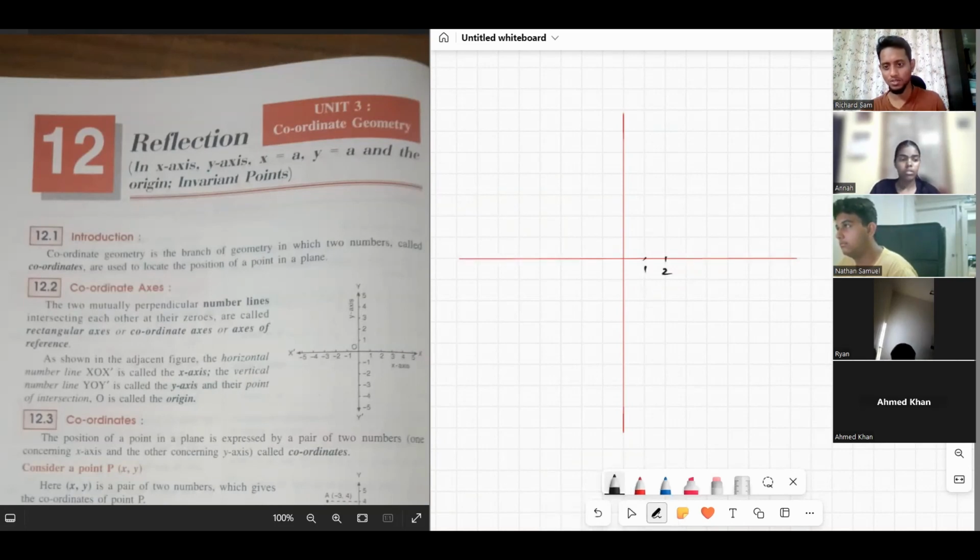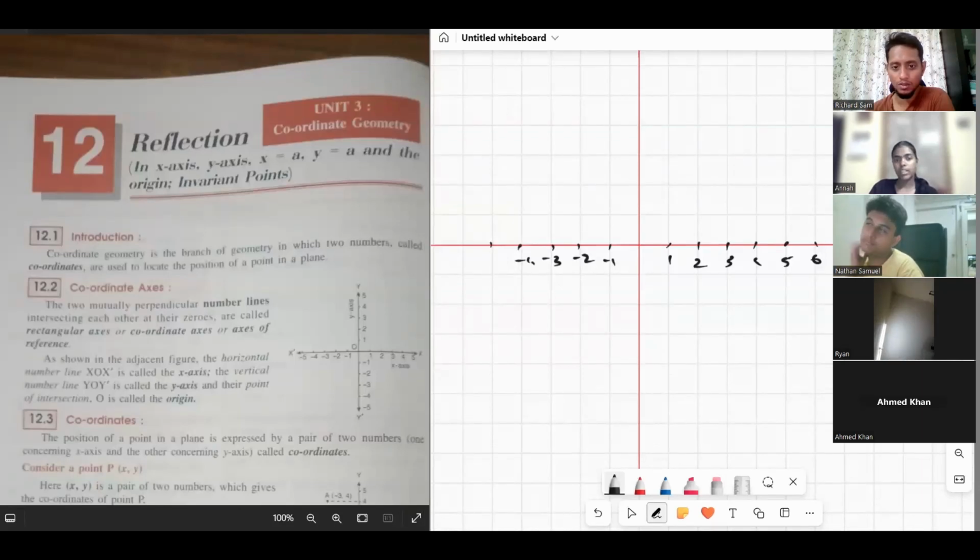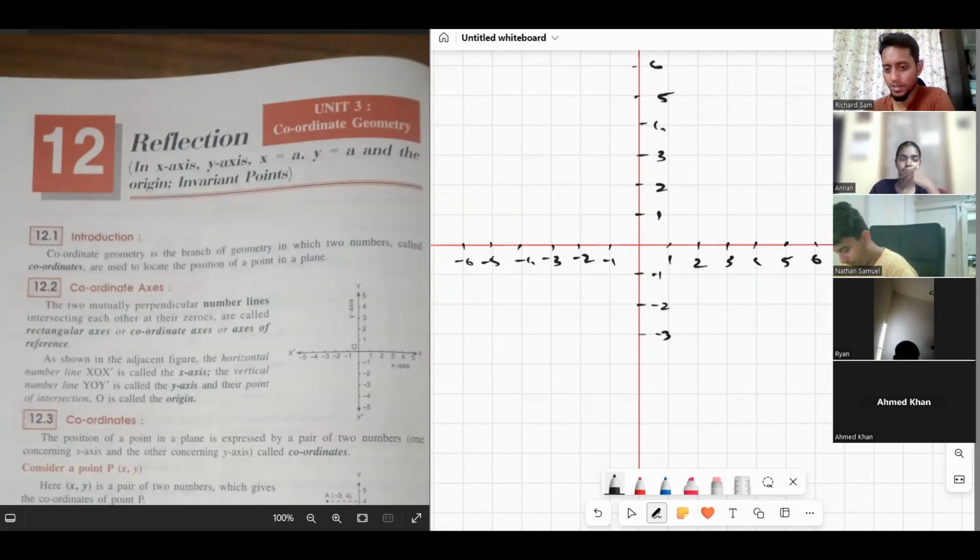This will be 1, 2, 3, 4, 5, 6. This is the positive side of the x-axis. Then on the left side you'll have -1, -2. And then on top, this is the y-axis. So 1, 2, 3, 4, 5, 6, and so on. And if you go down here, -1, -2, -3, -4, -5, and so on.